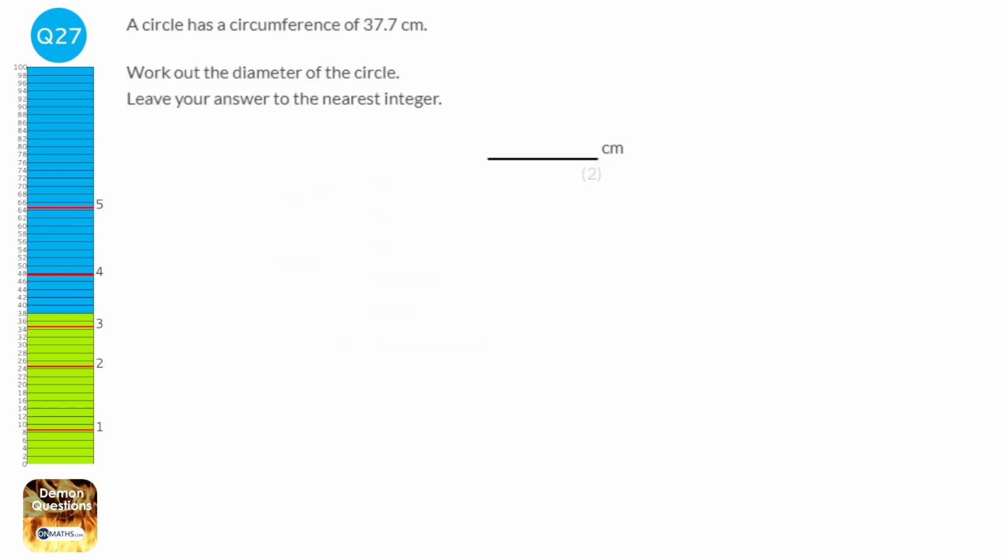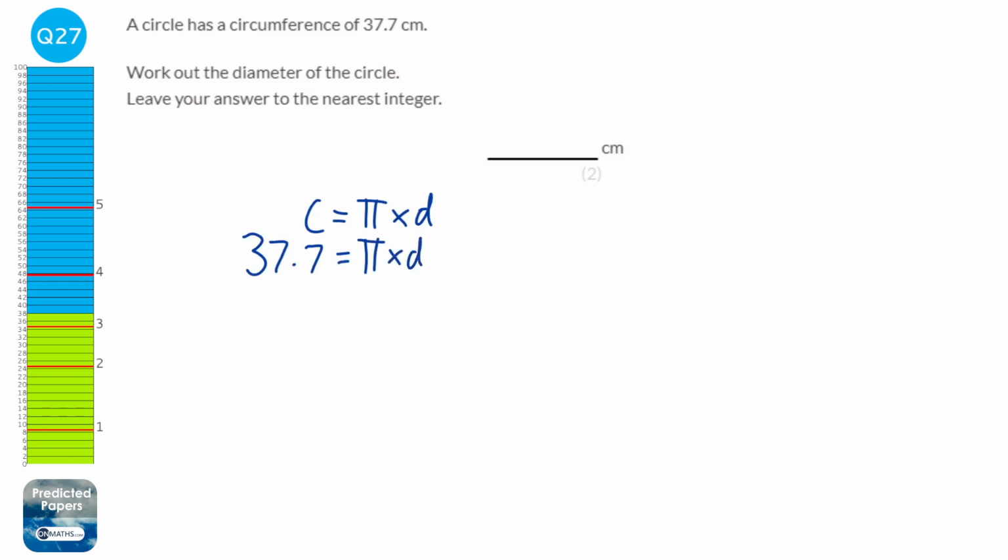It says it wants it to 2 decimal places, so it's going to be 1 to 0.19. The formula for the circumference of a circle is circumference equals pi times the diameter. In this question, we're given the fact that the circumference is 37.7, and we're asked to find the diameter.